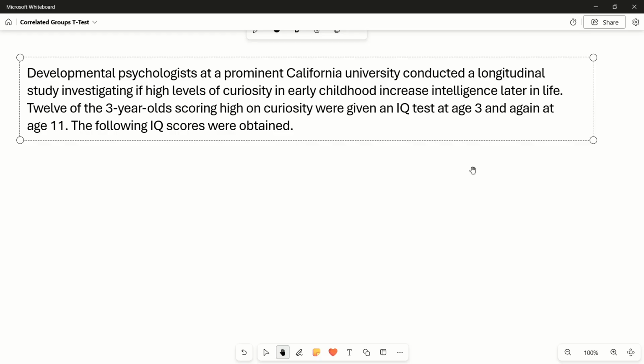They then waited 8 years. So this is an example of a study that would be really difficult to do because they're giving an IQ test at 3 years of age and then waiting 8 years and doing another IQ test at 11. So it is a t test. It is a correlated groups t test because it's the same people at age 3 and age 11, right? It would just be very difficult to even retain most of those children.